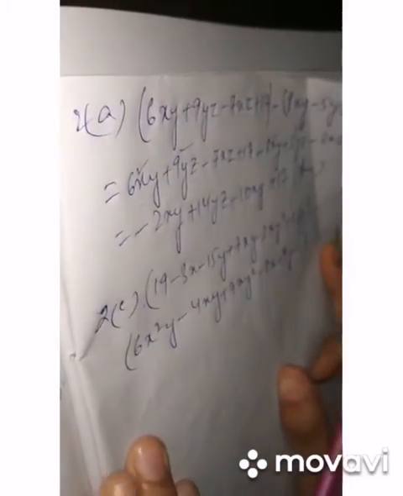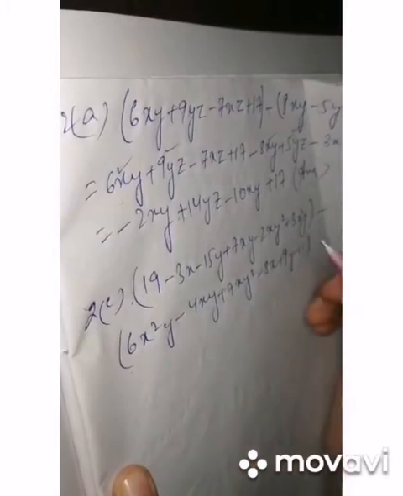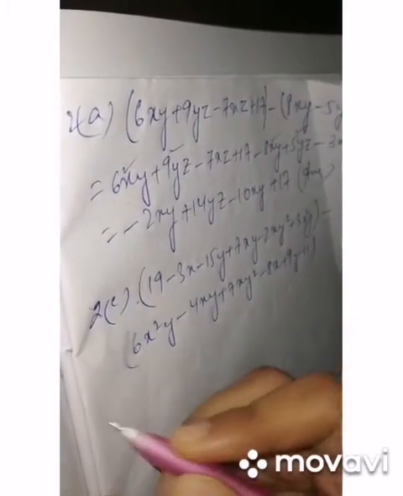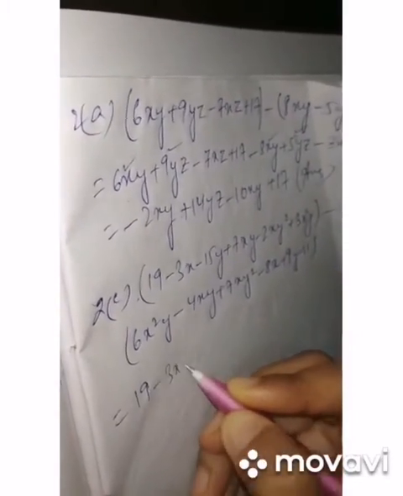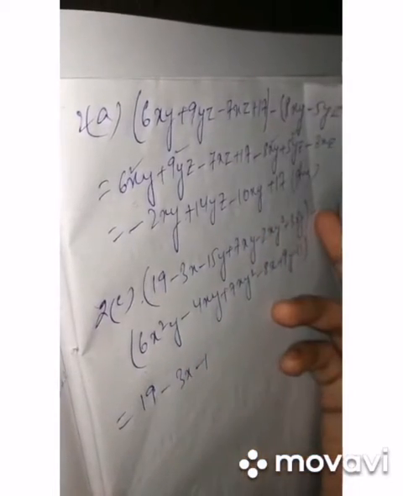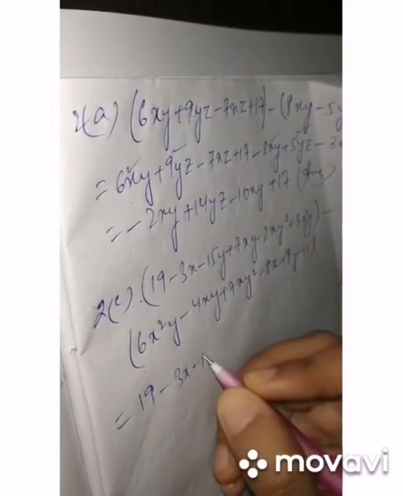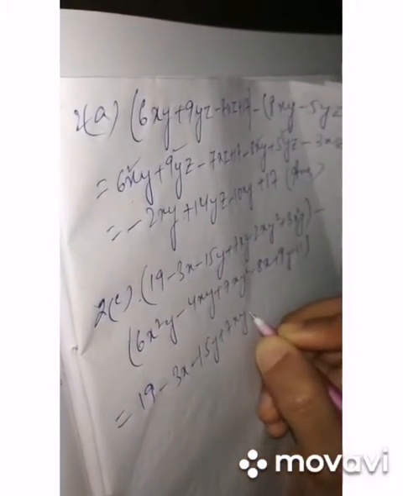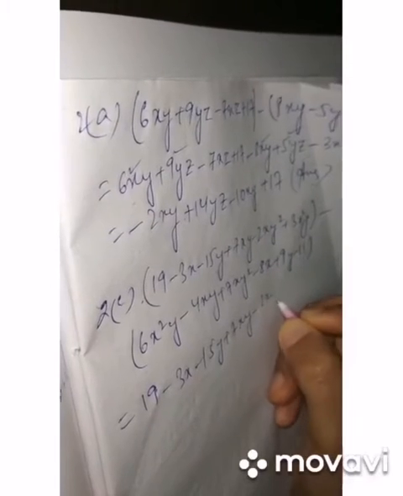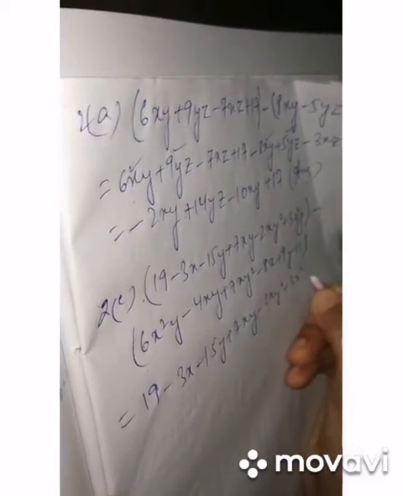Now last time many students complained that we are unable to see the picture clearly in the video. That's why I am repeating the numbers and the letters which I am writing so that you can understand it. Now we will open the bracket. 19 minus 3x minus 15y, since here is plus there will be no sign change, plus 7xy minus 2xy square plus 3x square y.